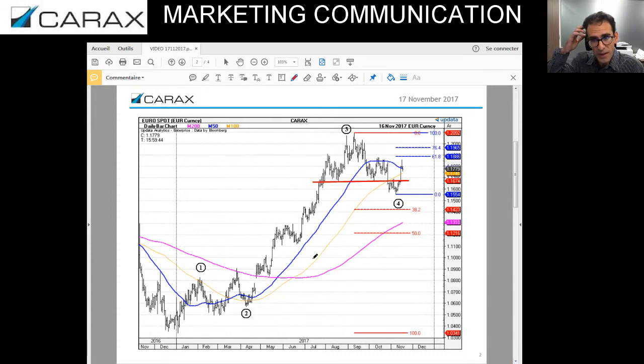So as a reminder, the euro dollar validated a head and shoulder pattern. So you can see it here. Sorry, it's not a beautiful picture, but the idea is that we had a technical breakdown below the neckline of this head and shoulder. So it was in late October.